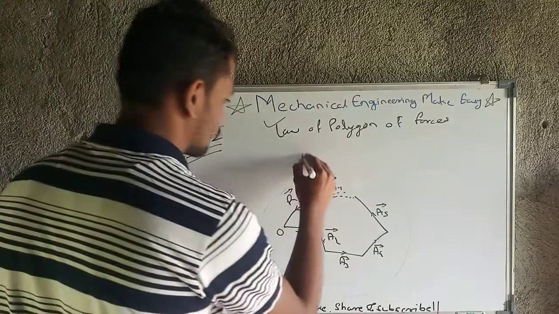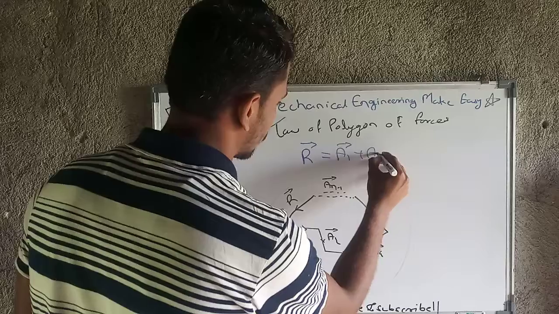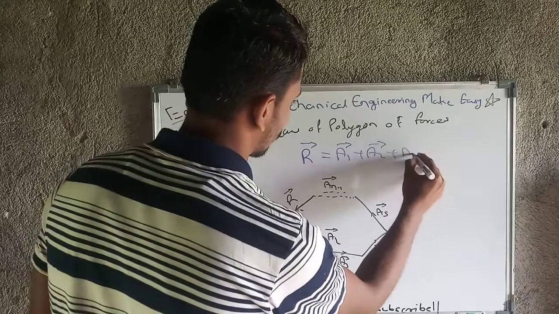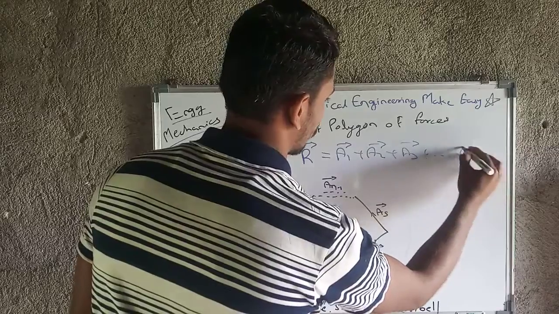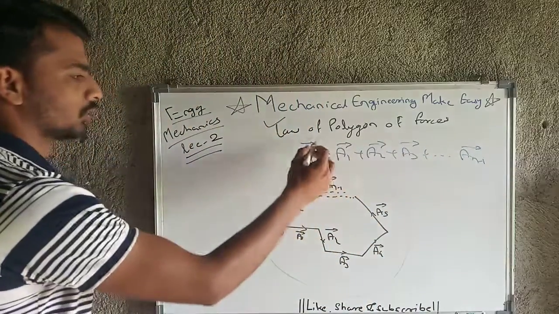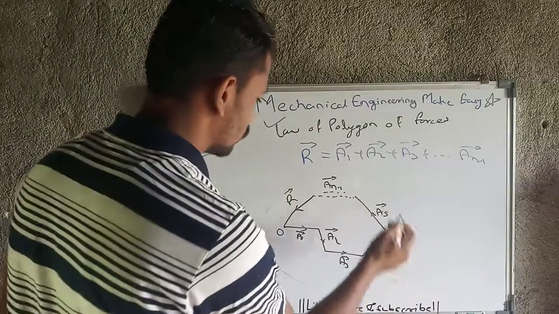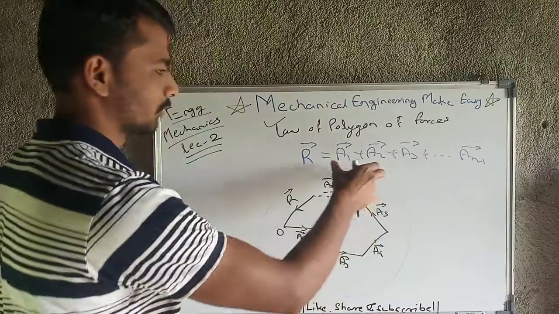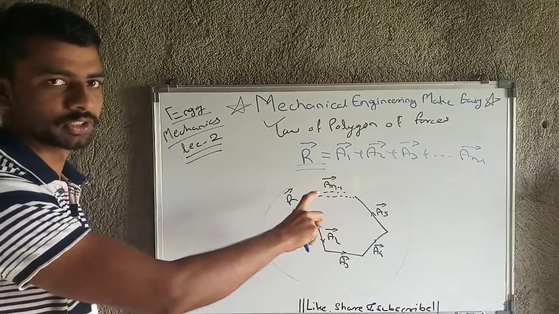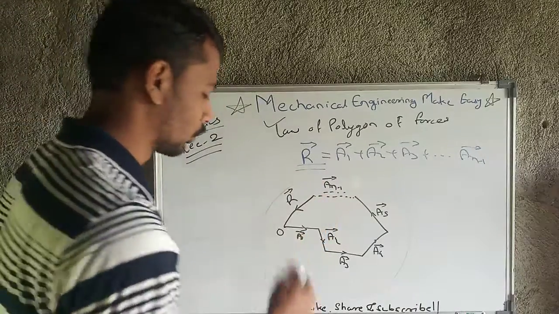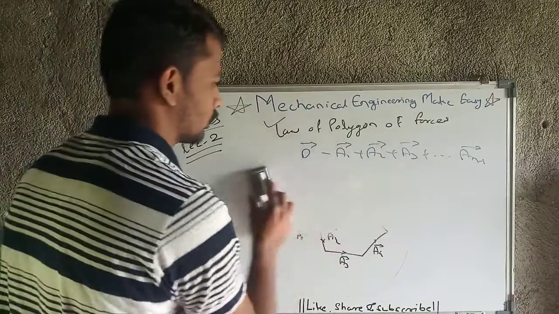So R bar will be equal to a1 bar plus a2 bar plus a3 bar up to a(n minus 1) bar. All the forces summed will be R bar, which is nothing but the resultant force, and which will close that polygon. So draw this figure and note down this formula.